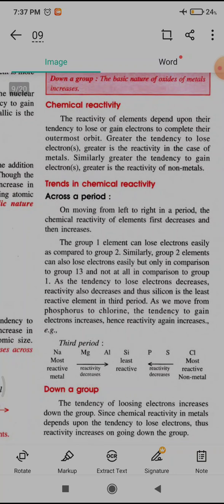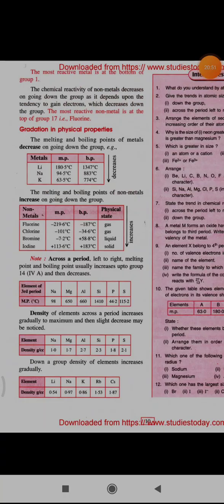As the atomic size increases down a group, the metallic character also increases down a group, so the tendency of losing electrons increases down the group. And the chemical reactivity of metals also increases down a group. So the most reactive metal is at the bottom of group 1.